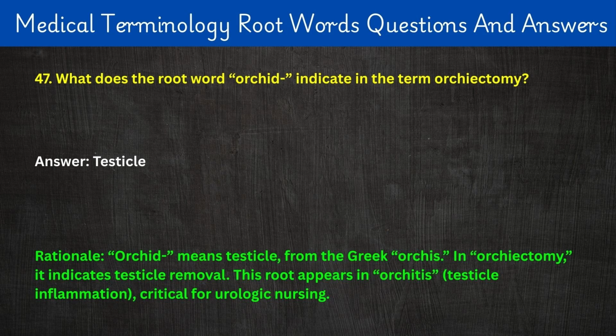47. What does the root word orchid- indicate in the term orchiectomy? Answer: testicle. Rationale: Orchid- means testicle, from the Greek orchis. In orchiectomy, it indicates testicle removal. This root appears in orchitis, testicle inflammation, critical for urologic nursing.